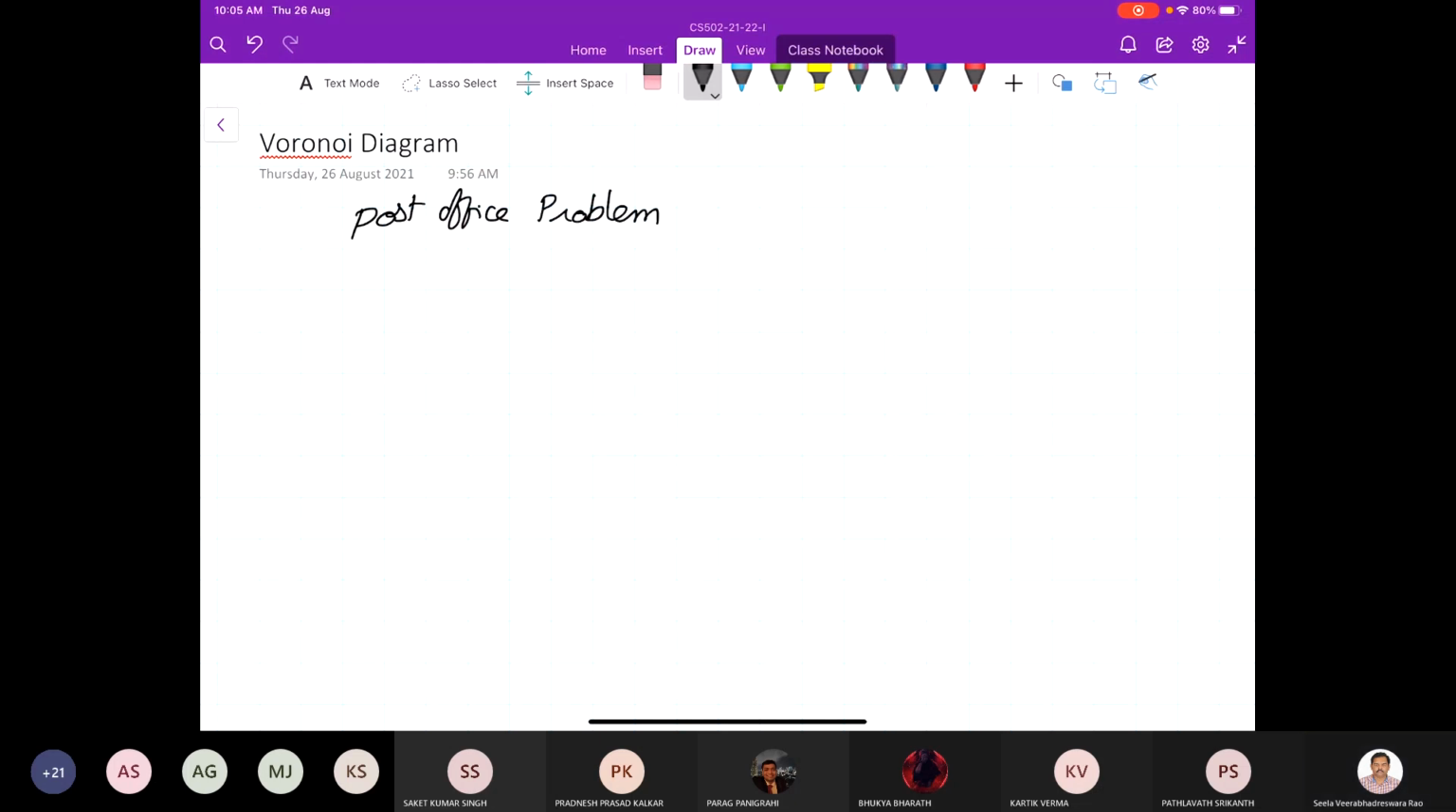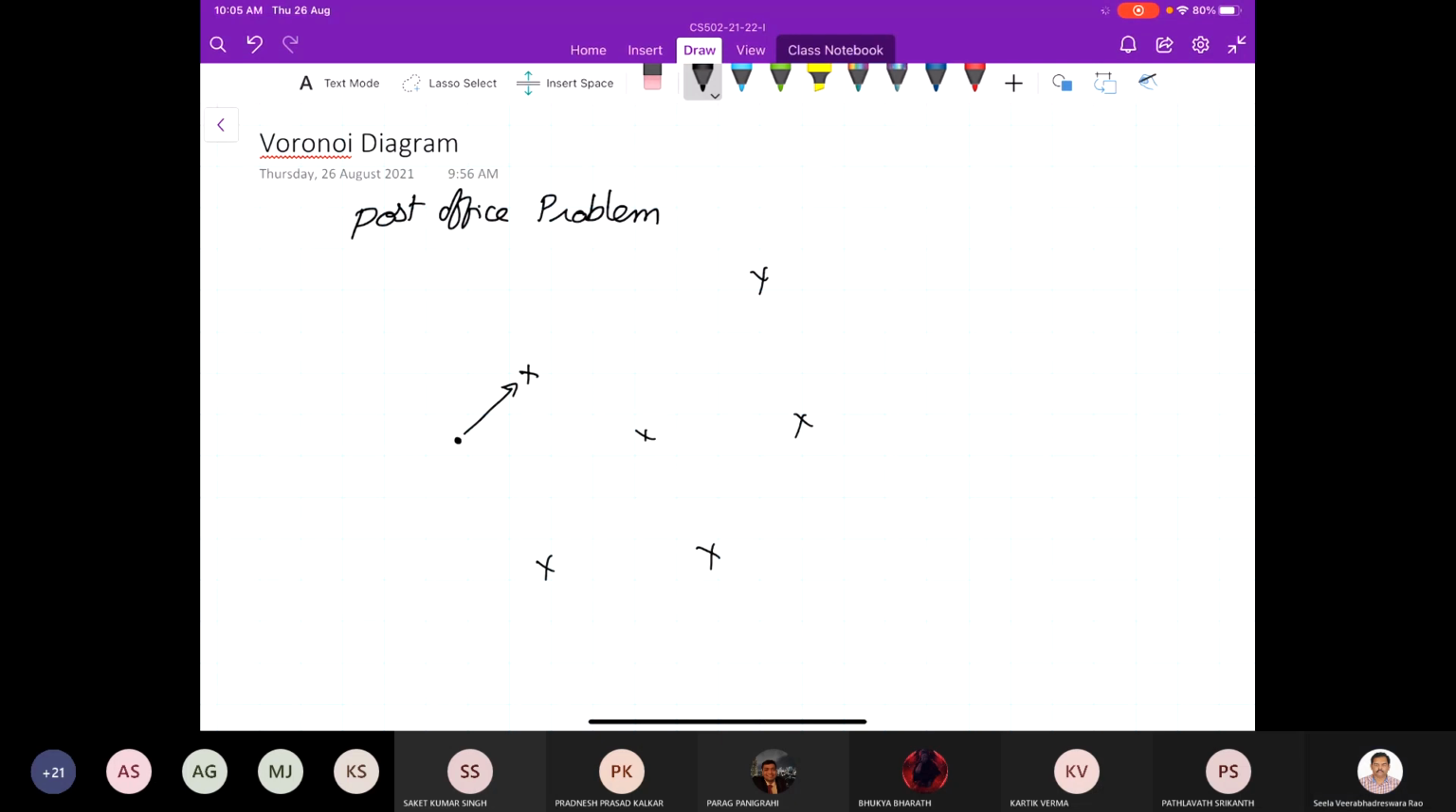So basically, in a city or in a town, there are multiple post offices or resource centers. Now the users are everywhere in this town. Everybody wants to find out which one is the closest post office. Of course, in this diagram, this is the closest one. Then any other service center or post office here.